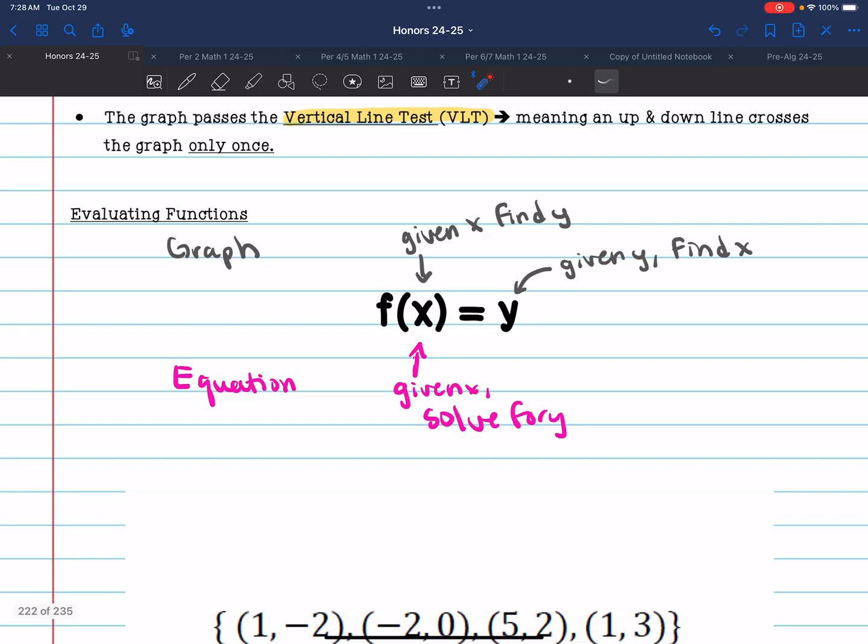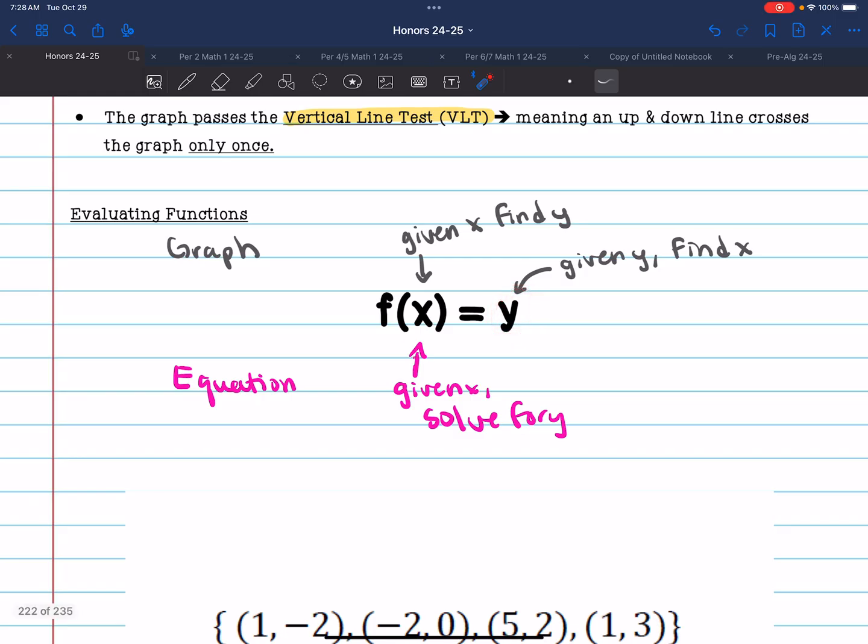And then we're going to evaluate functions. So on a graph, if you're given an x, you're going to find the y. If you're given a y, you're going to find the x. So you're just looking at the graph to figure it out. The equations, if you're given an x, you're going to solve for y. I haven't decided if I'm going to do the reverse.